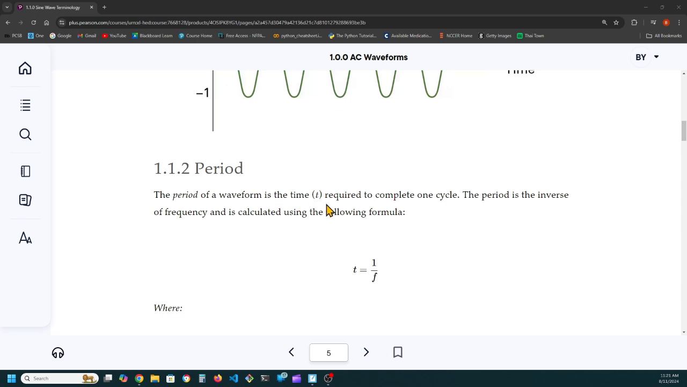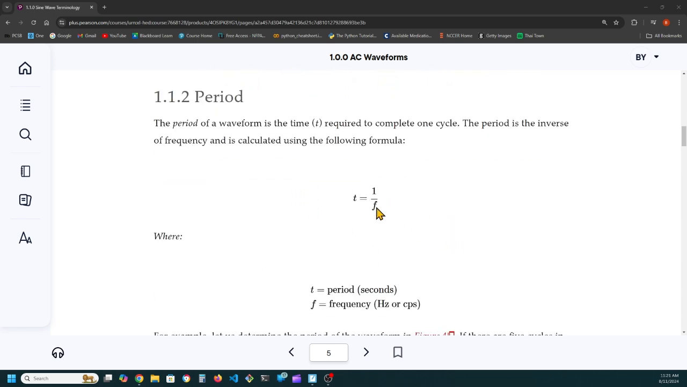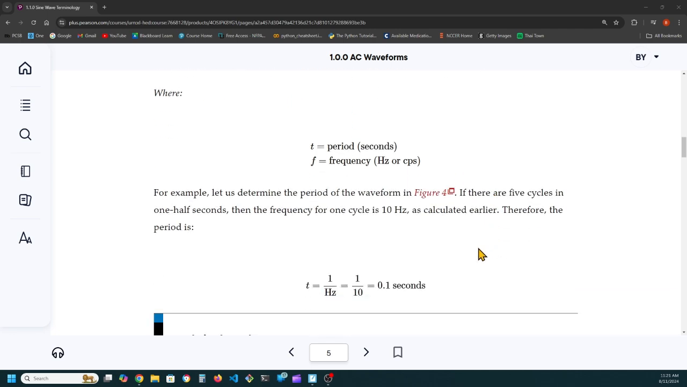Period. The period of a waveform is the time required to complete one cycle. The period is the inverse of the frequency and is calculated using the following formula: 1 over the frequency. So if you reciprocate the frequency, you get the time period. If you reciprocate the time period, you get the frequency.